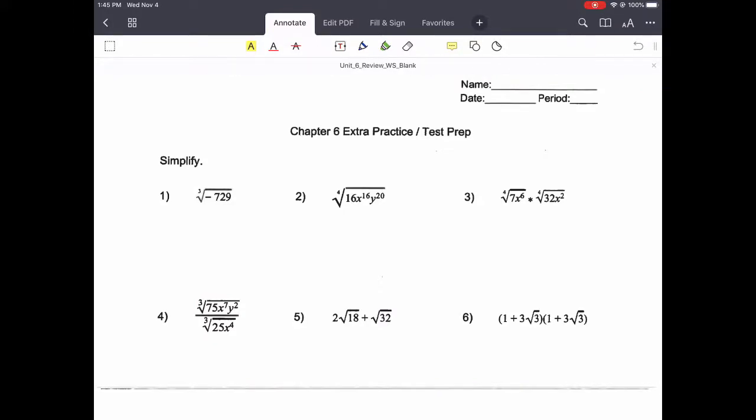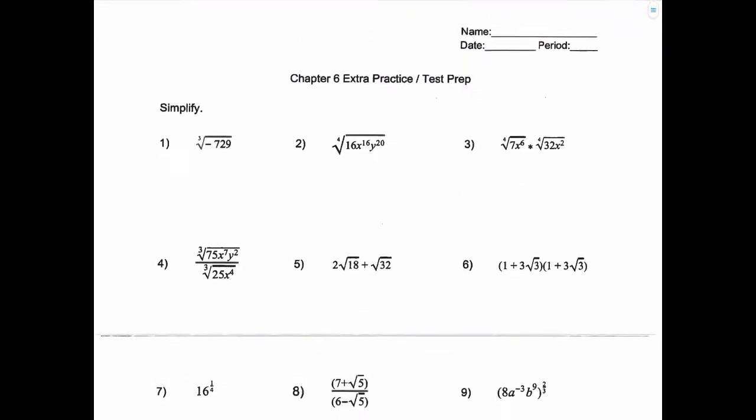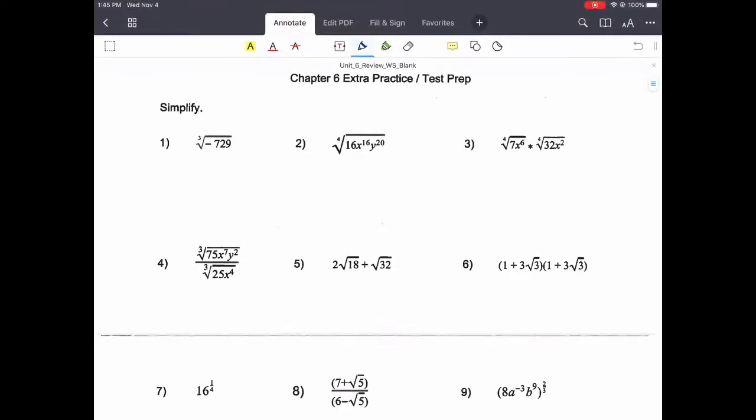All right, so the first part of this asks us to simplify the cube root of negative 729. So essentially we're looking to see, is there something times itself 3 times that gives us negative 729? Well, I happen to know that the cube root of negative 729 is just negative 9. And so that's our answer.